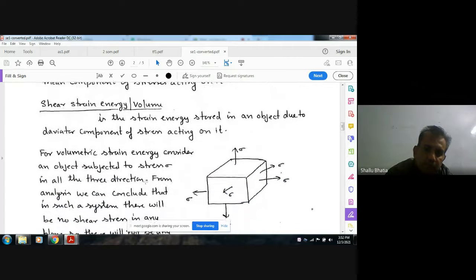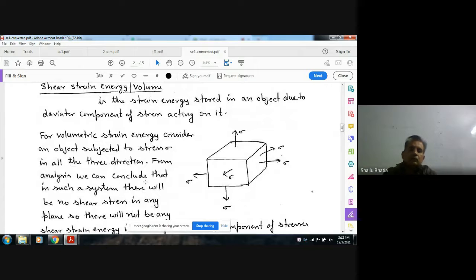Now to calculate the volumetric strain energy, we take a block and subject it to hydrostatic stress. It means the stress in all the directions is the same, and we find its strain energy. Because there is no variation in stress in any direction, there will be no shear strain energy in this case. All the strain energy will be volumetric strain energy. So there will be only one component of strain energy, that is volumetric strain energy.